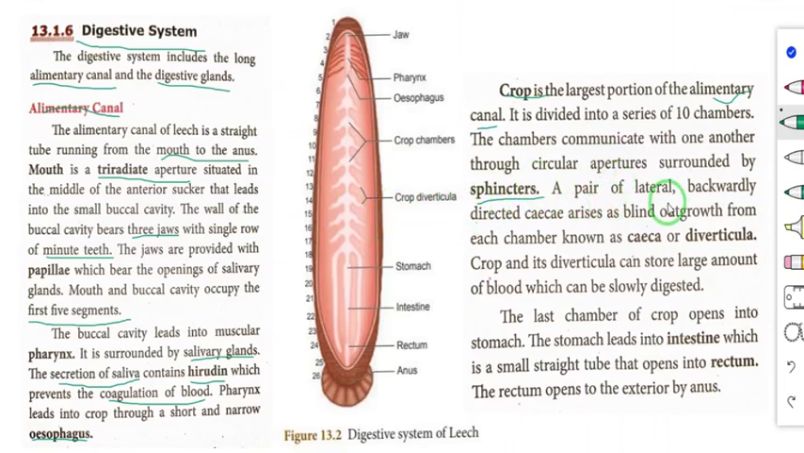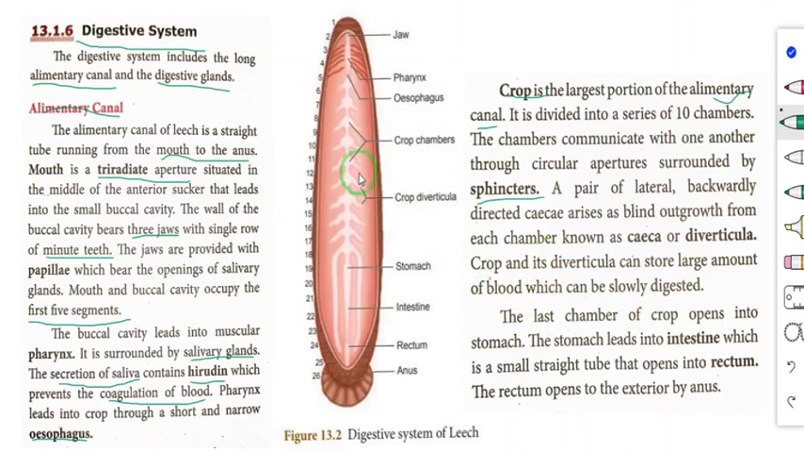Then a pair of lateral, backwardly directed caeca arises as blind outgrowths from each chamber, known as caeca or diverticula. See, this is a chamber region. Near the chamber region, an outgrowth arises. That outgrowth is known as diverticula. The crop and its diverticula can store a large amount of blood, which is slowly digested.